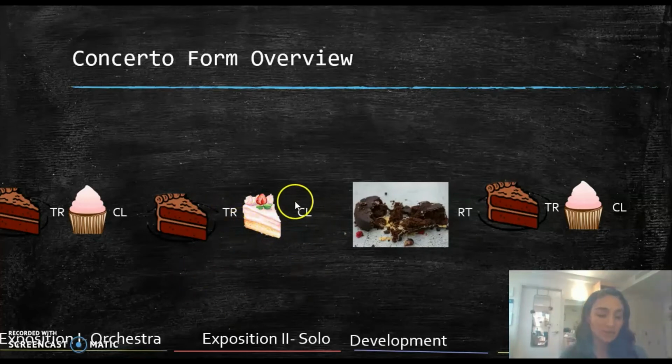And then we'll go into our development, which is a lot the same: fragmented, developmental, modulatory. We'll go into our retransition. Our recapitulation will have our primary theme, our transition, but again, will not modulate. We're in that same key, the original key, with that secondary theme, and then we'll have our closing material. So you'll see that this recapitulation is quite similar to this first exposition, and that's pretty normal. This recapitulation will probably, though, feature both the orchestra and the soloist.